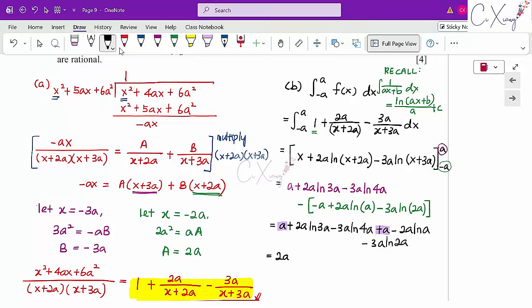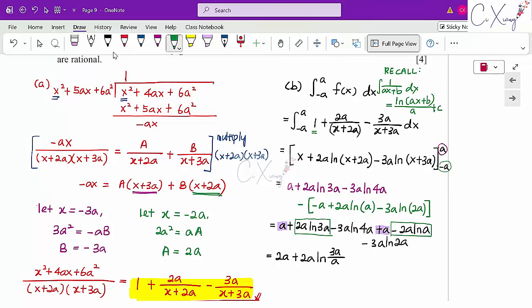After that, I want you to have a look at this particular term. I have 2a ln 3a with negative 2a ln a. From here, you can factorize out the 2a first, then you will have ln 3a minus ln a. Ln 3a minus ln a, you can write as ln of 3a divided by a. Basically this is what we have.